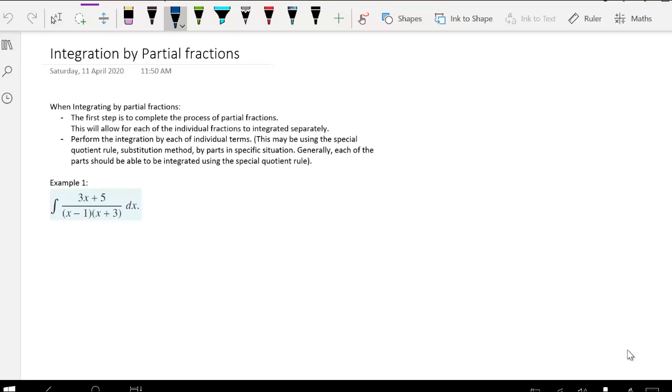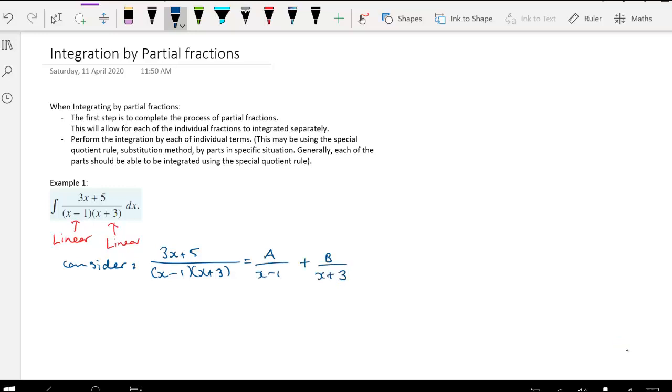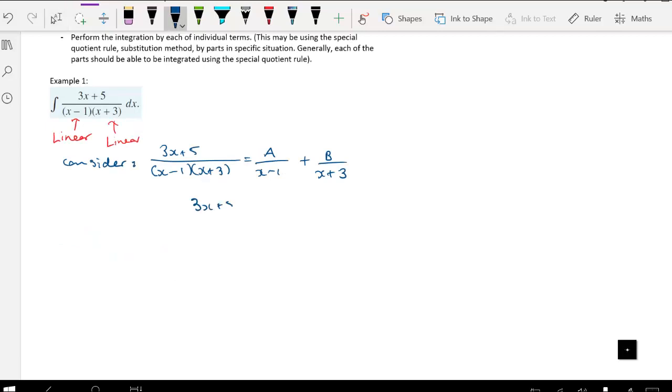In this first example, we have two linear denominators. Before we worry about the integration, we're just going to consider the fraction in itself. So (3x + 5) over (x - 1)(x + 3) will be equal to, because they're both linear, A over (x - 1) and B over (x + 3). Once we've done that, we can say 3x + 5 is equal to A multiplied by (x + 3) and B multiplied by (x - 1). Now both sides will have common denominators, so we can ignore them.